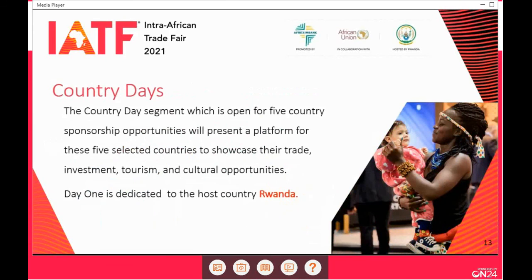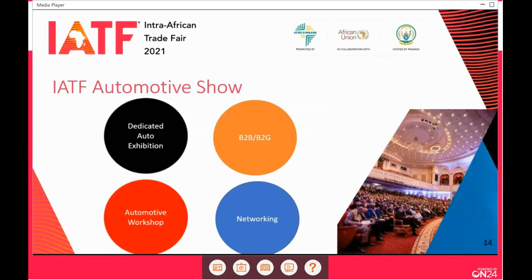Countries have been invited to bid for the Country Day feature. There are only 5 country days available, and selected countries will have the opportunity to showcase their trade, investment, and tourism cultural opportunities. Currently, day 1 is dedicated to the host country, Rwanda, and the other countries who have taken up the invite have been Ghana and Ivory Coast.